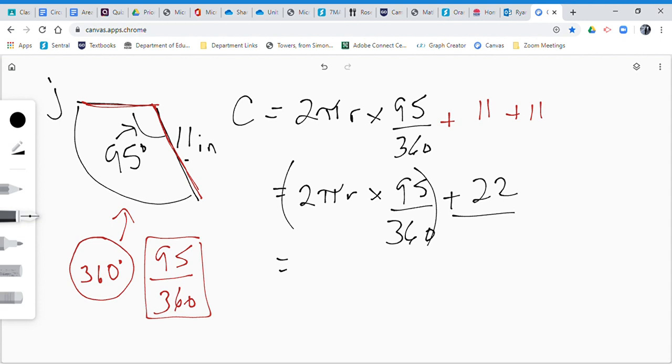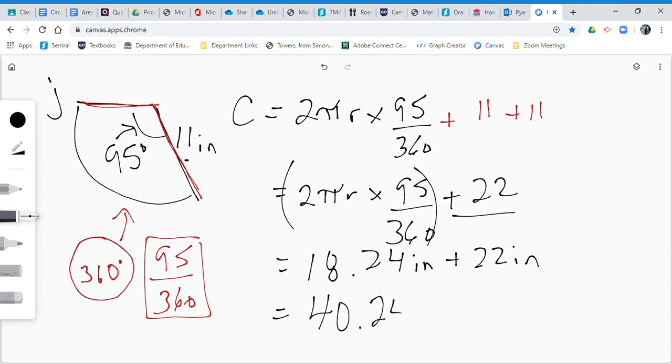I'll get out my calculator, and 2 times pi times radius of 11 times 95 divided by 360 gets me 18.24 inches plus 22 inches gets me to 40.24 inches. And there is the perimeter or the circumference of our sector.